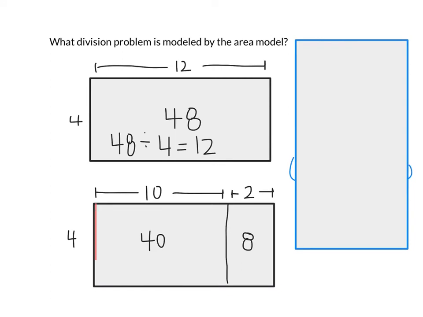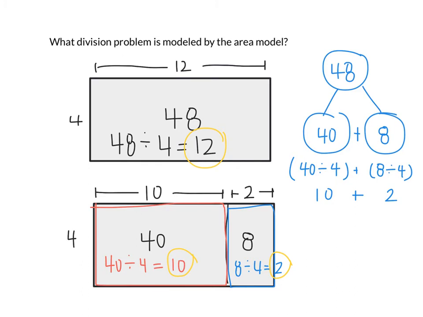I basically broke it up into two smaller rectangles, right? Here's one rectangle, and the division equation here is 40 divided by 4 equals what? 10. Good. And then I had this rectangle over here, and this division equation is 8 divided by 4 equals 2. And you know how our quotient before was 12? Well, if I add up the quotient for this red part and the quotient for the blue part, 10 plus 2 is 12.